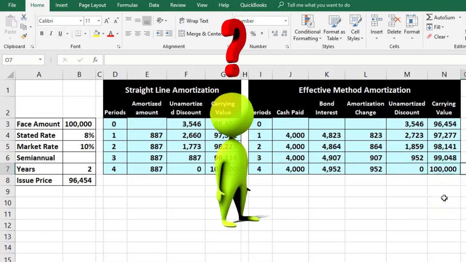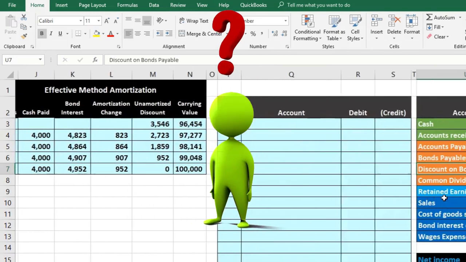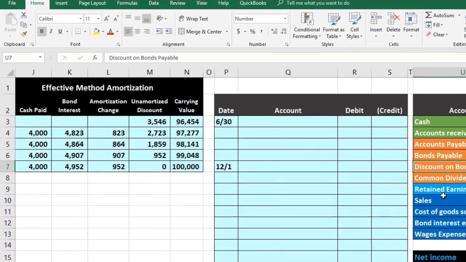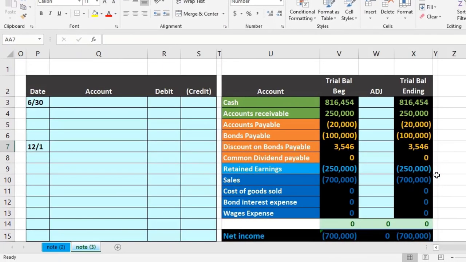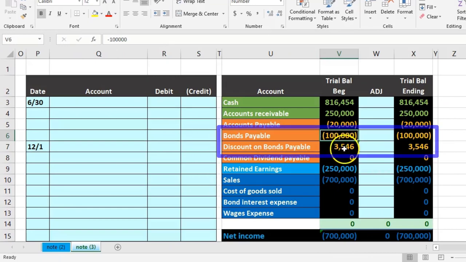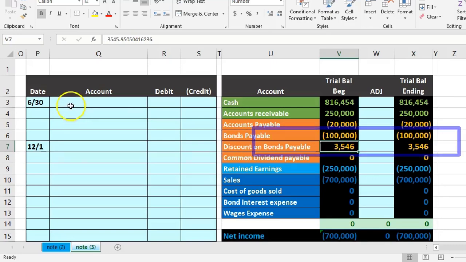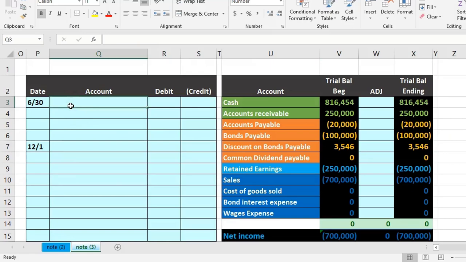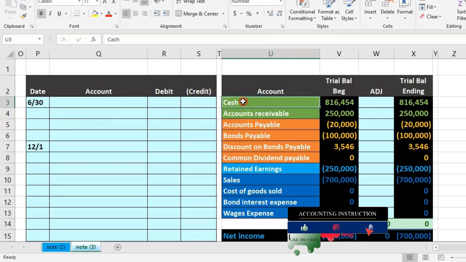Okay, so let's record some of these. What would the journal entry look like? What are we actually doing here? Well, if we start off on our trial balance where we had issued the bond and it's on the books for 100,000 with a discount here, and then we make our first payment in terms of interest and the discount, what's going to happen then is we're going to pay cash. So cash is affected, it's going down because we're going to pay interest. I'm going to right click and copy.